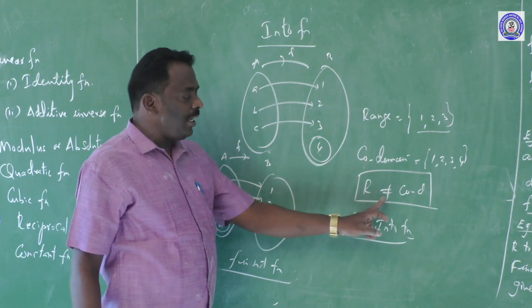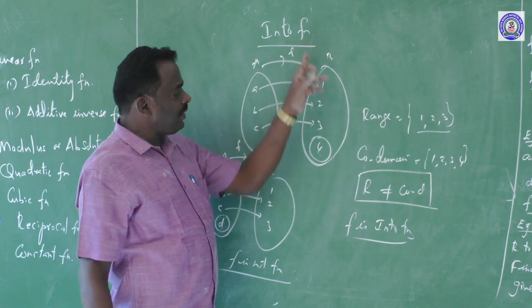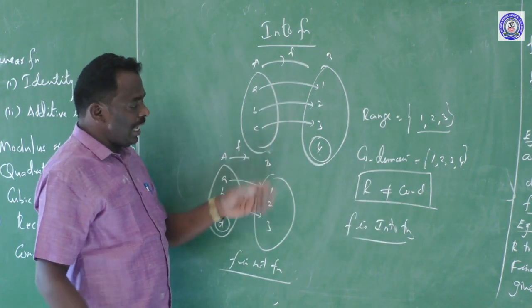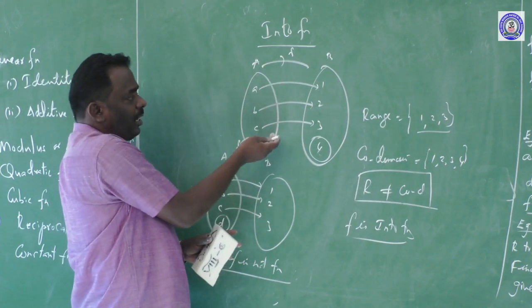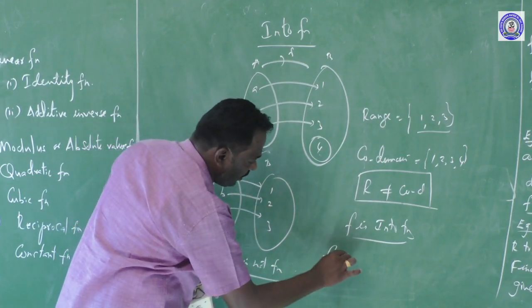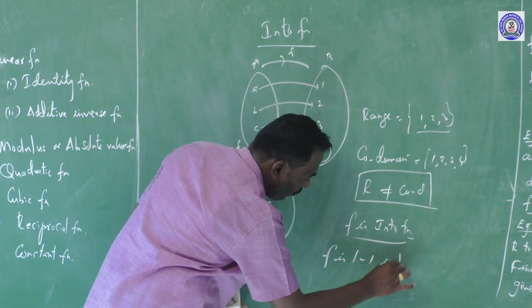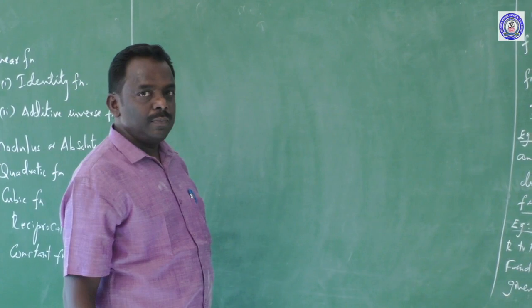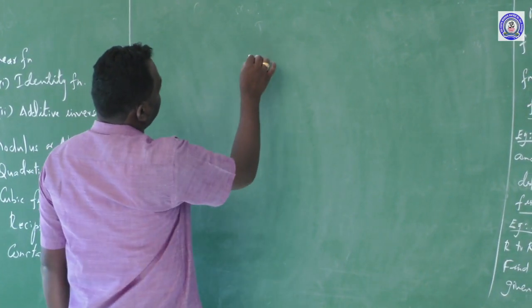That means the range is not equal to the codomain. For an into function, the range is not equal to the codomain, and one of its kinds is called the one-to-one function. Therefore, a one-to-one function can be an into function. Understand? Okay.